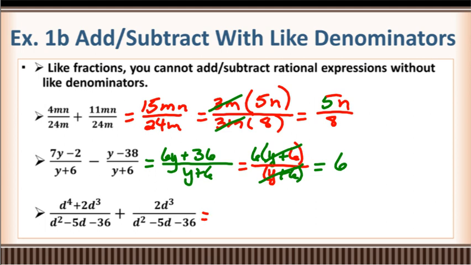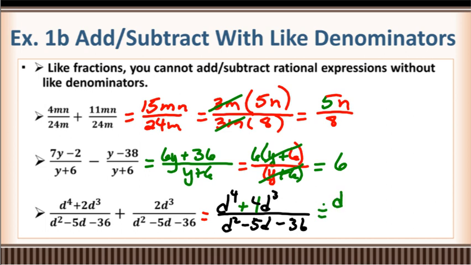On the bottom one, I have common denominators, and so I have d squared minus 5d minus 36. In the numerators, I have d to the fourth, and then I have a 2d cubed plus 2d cubed, which is a positive 4d cubed. And now to simplify, I can factor out a d cubed. That leaves me with d plus 4. In the denominator, I have a trinomial.